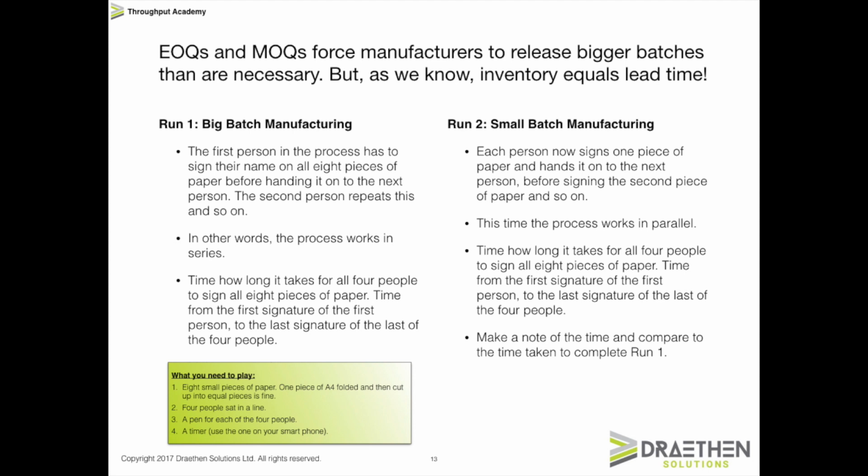This time we're going to operate in a small batch environment. What that means is that each person in the process, when they sign one piece of paper, can immediately hand it on to the next person who can immediately begin work on it. No saving up batches of 8 pieces of paper. Sign one piece of paper, hand it on, and the next person can get on with it. You can continue to sign the pieces of paper that are still at your work center. You're going to time from the first signature to the very last signature, just like last time, and we're going to check for the difference in the lead time.